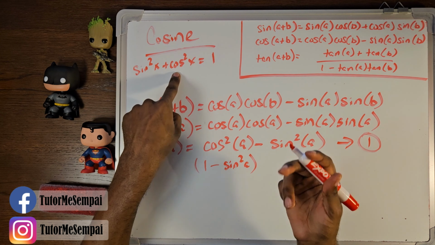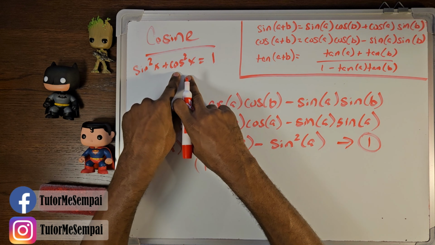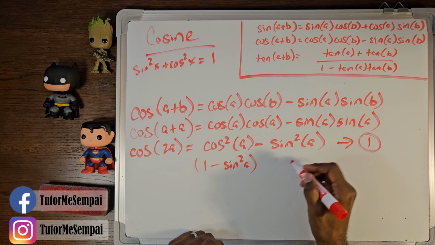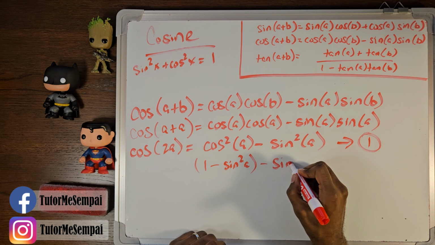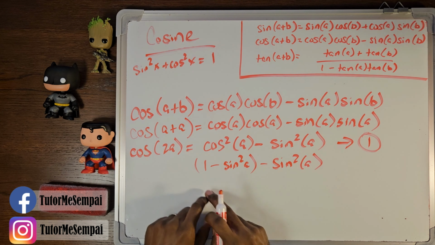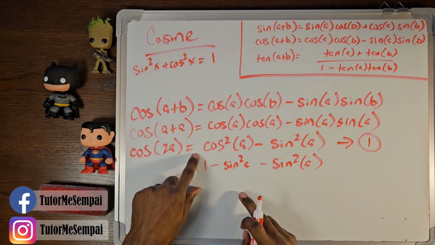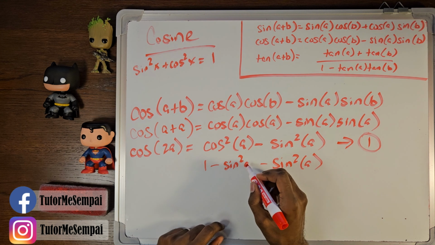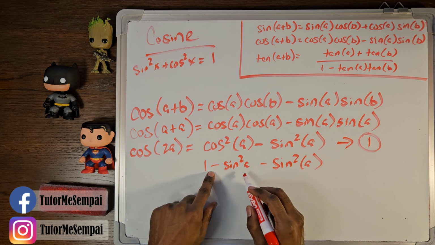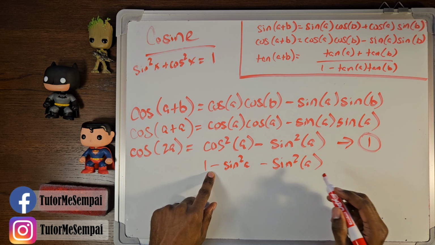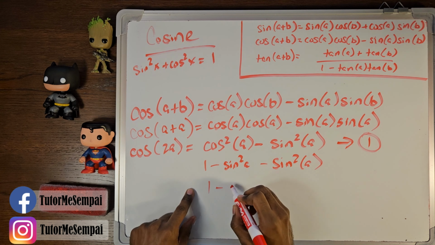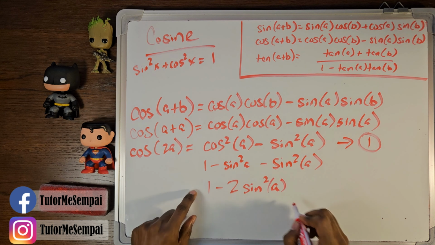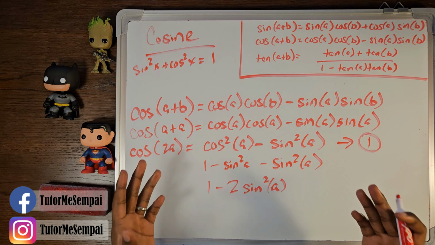That's simply just solving for cosine squared A here, and we're going to get 1 minus sine squared A. Then we're going to bring everything else down, minus sine squared A, and drop the parentheses because there's no need to have them here. We're going to simplify some more. So we have 1 minus sine squared A minus sine squared A, which gives us 1 minus 2 sine squared A. This is going to be our second identity.